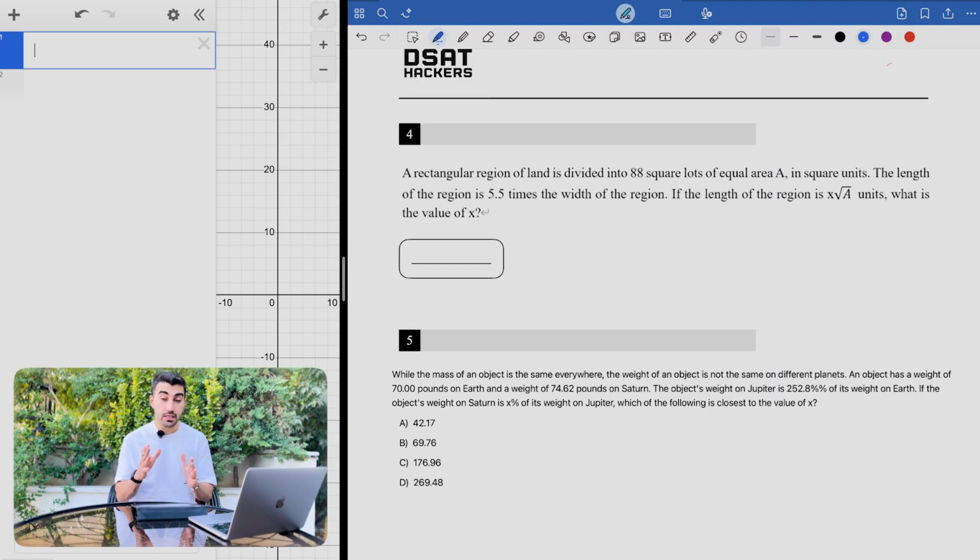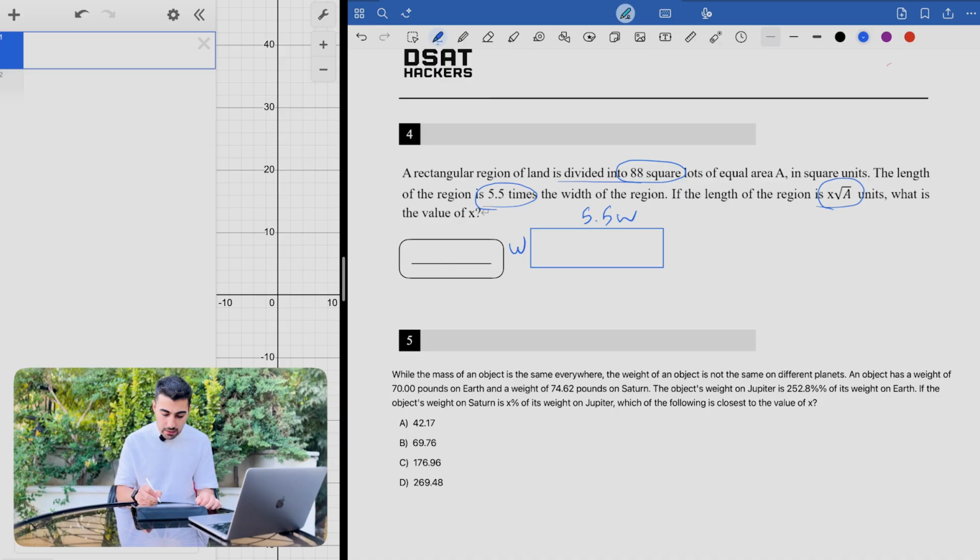Alright, question number 4 is another common question that I've seen on the SAT multiple times, and I predict that it's going to show up in the October SAT. In this question, we have a rectangular region. So I'm going to draw a rectangular region here that has been divided into 88 square lots of equal area A in square units. The length of the region is 5.5 times the width. So if here is width, the length is 5.5 width, okay? If the length of the region is x root A units, what is the value of x?